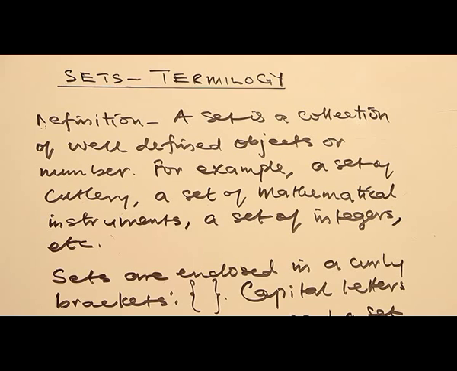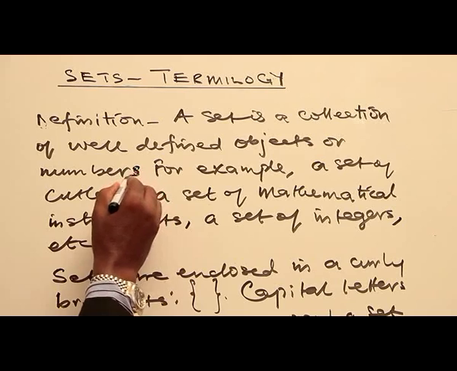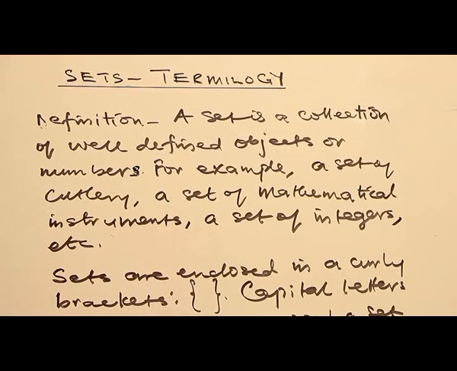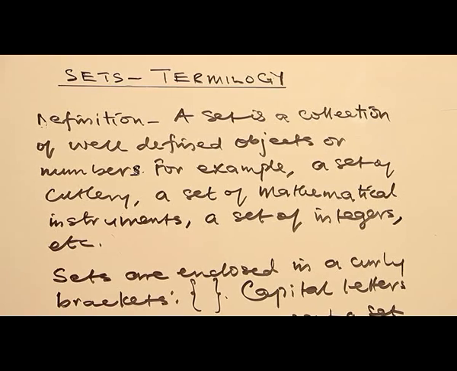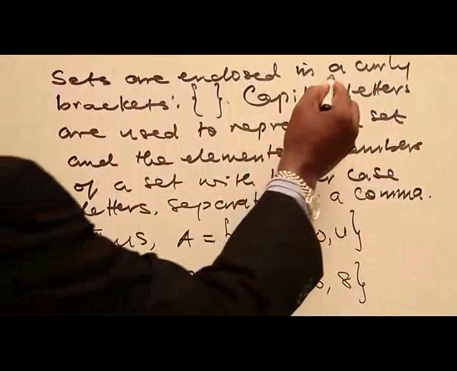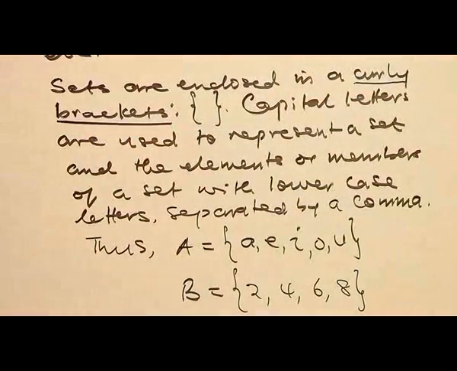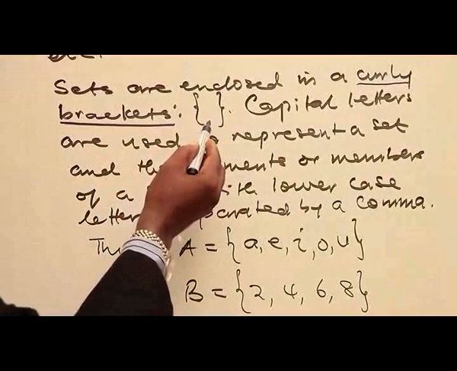By definition, a set is a collection of well-defined objects or numbers. For example, a set of cutlery, a set of mathematical instruments, a set of integers, etc. Sets are enclosed in a curly bracket. It's a special type of bracket called a curly bracket, and this is a curly bracket.